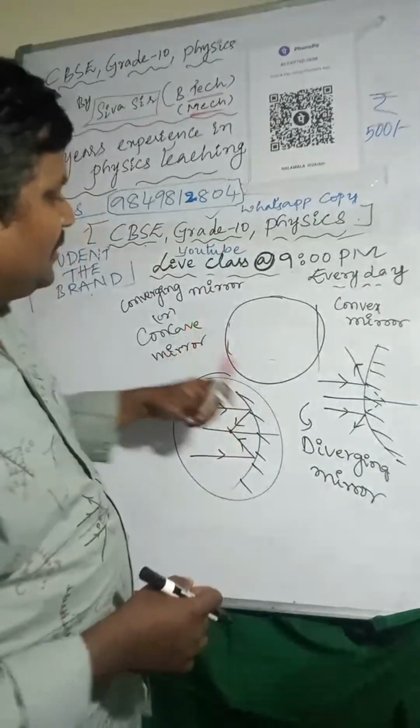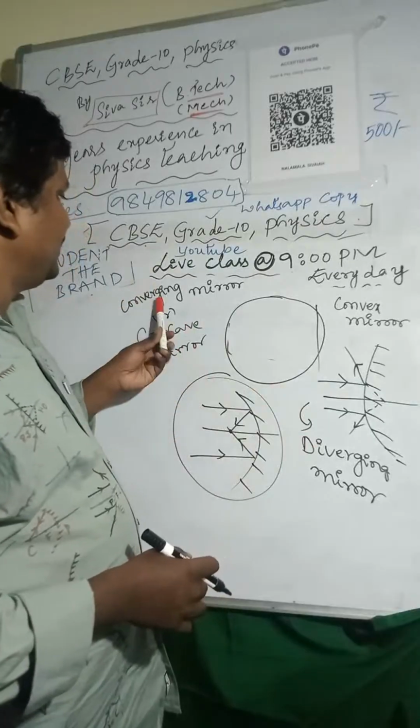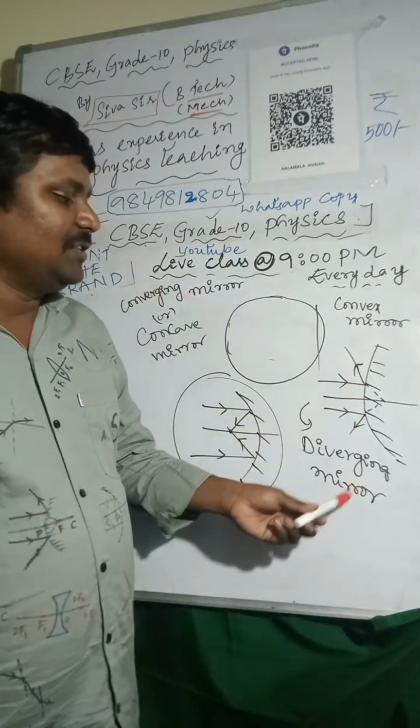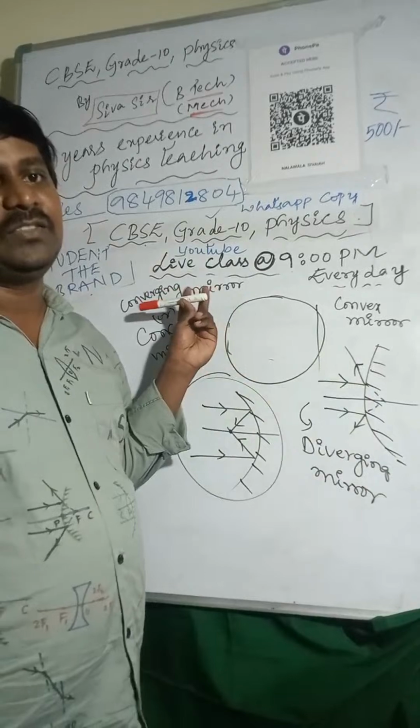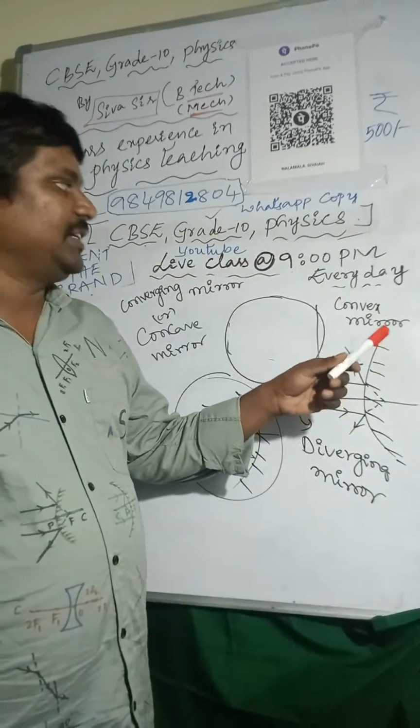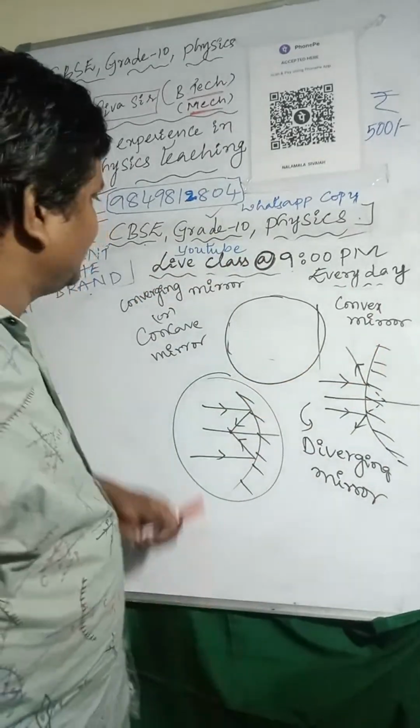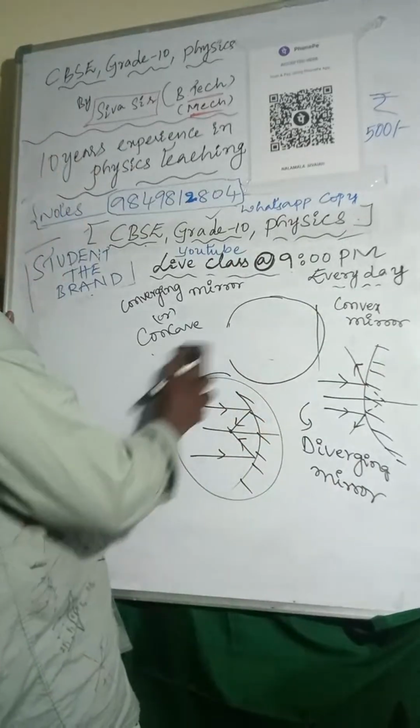Concave mirror is also known as converging mirror. Convex mirror is also known as diverging mirror, right? So I'm going to the next one.